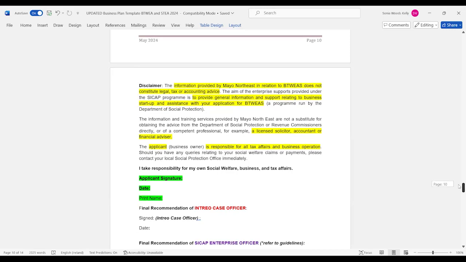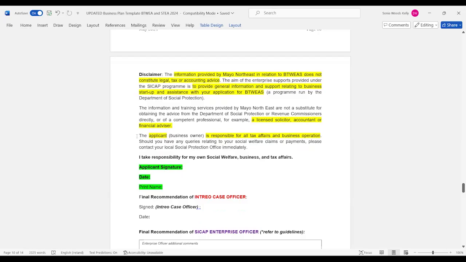And finally, you're also being advised that the applicant or the potential new business owner is responsible for all the tax affairs and the business operations. So if you're in agreement, sign here, and once again, a digital signature can be used, and the date here needs to be the date of the final submission of the final draft of your business plan, and print your name here.